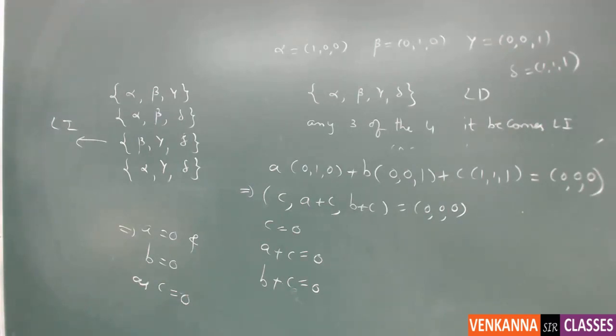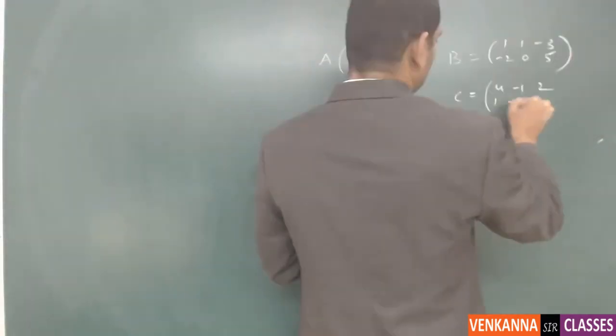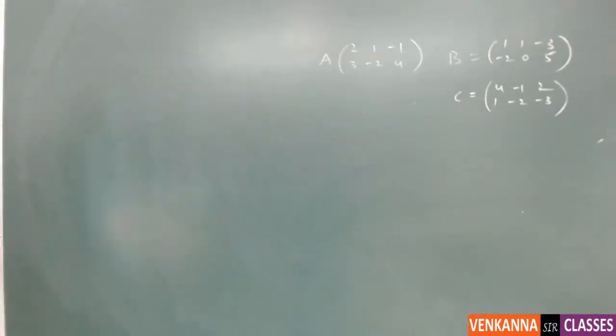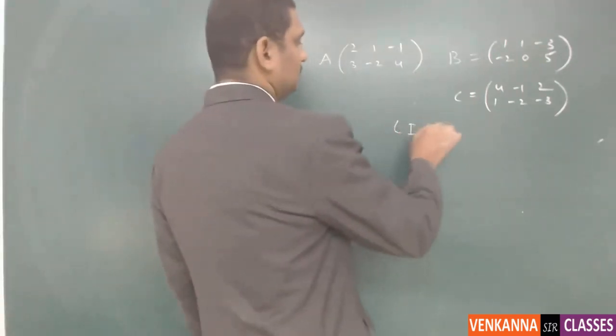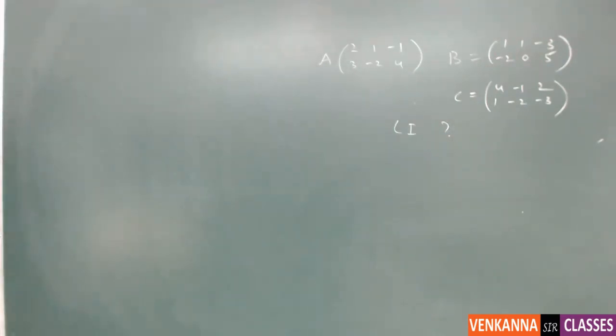Right. Now let me take one more thing, from which I will conclude. I will give you a hint on how to solve it. Now, my question is, if I take all the three matrices into one set, is it LI or not? So how can I prove it?